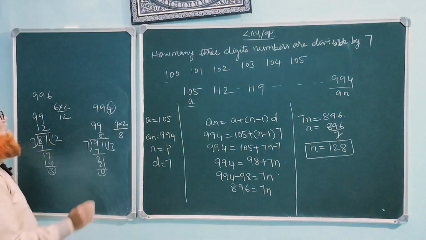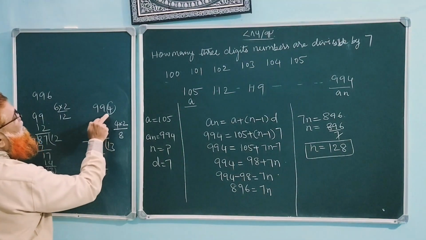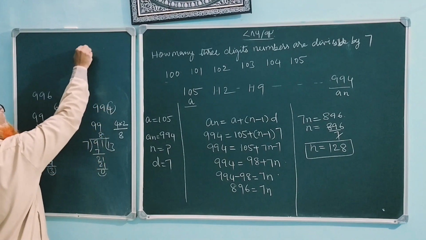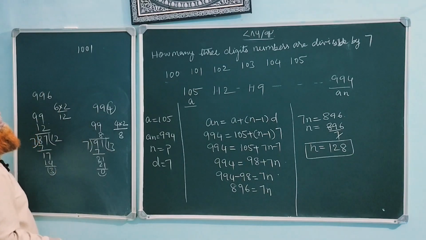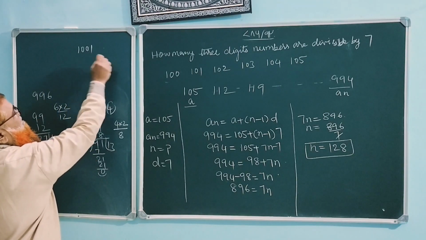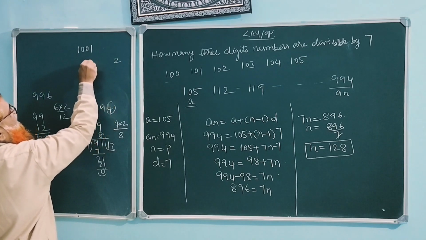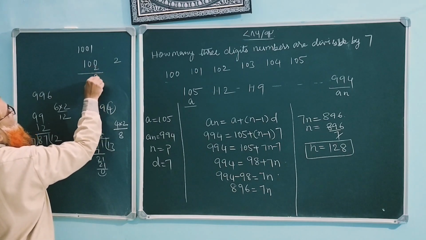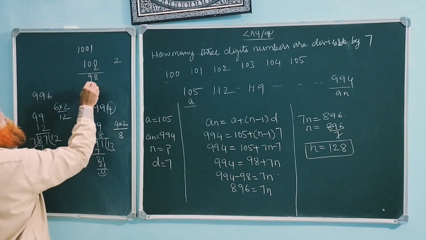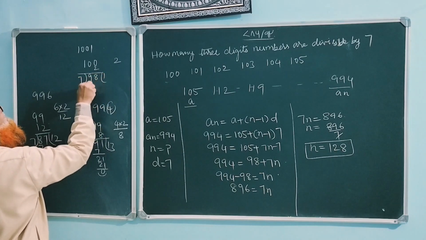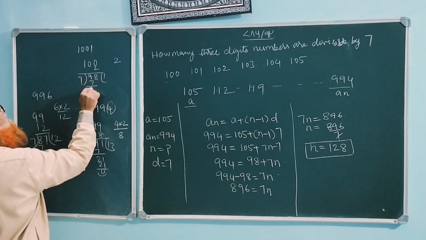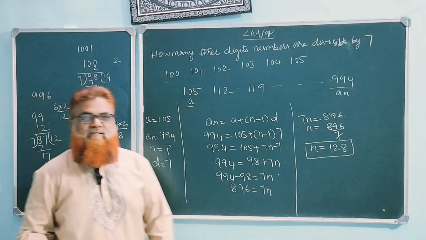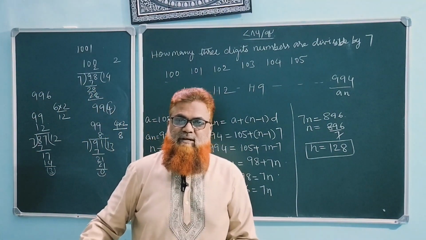So therefore, the test. Now the next number: 994 plus 7 is 1001. Am I correct? 1001. So take the last number and double it. Thereafter, take 100, the rest of the number, and subtract this from it. It will be 98. So divide by 7. 7 ones are 7, and it is 28. 7 fours are 28. This is the divisibility test by 7. I hope you enjoyed this one.